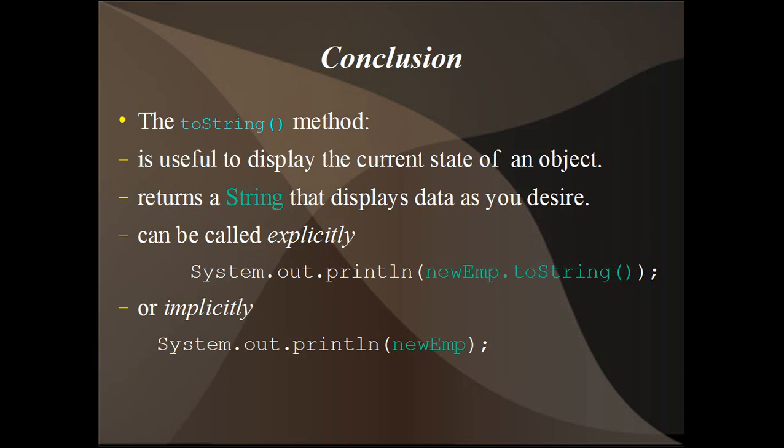The toString method is useful to display the current state of an object, returns a string that displays data as you desire, and can be called explicitly or implicitly.